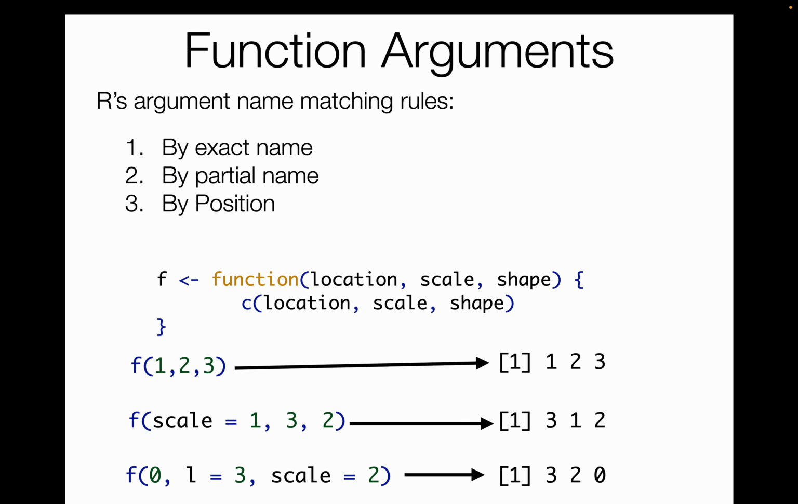Okay. It goes by exact name, partial name, position. Exact name meaning it says scale equals 3. Partial name was the L equals 3. And then third is by position. So name is probably safe. If you want to make sure you're doing everything right, you want to match by exact name. Partial name probably shouldn't come into play unless you've accidentally misspelled a word. And then position is if you know the arguments of the function and you're okay with putting them in without the names, then position.